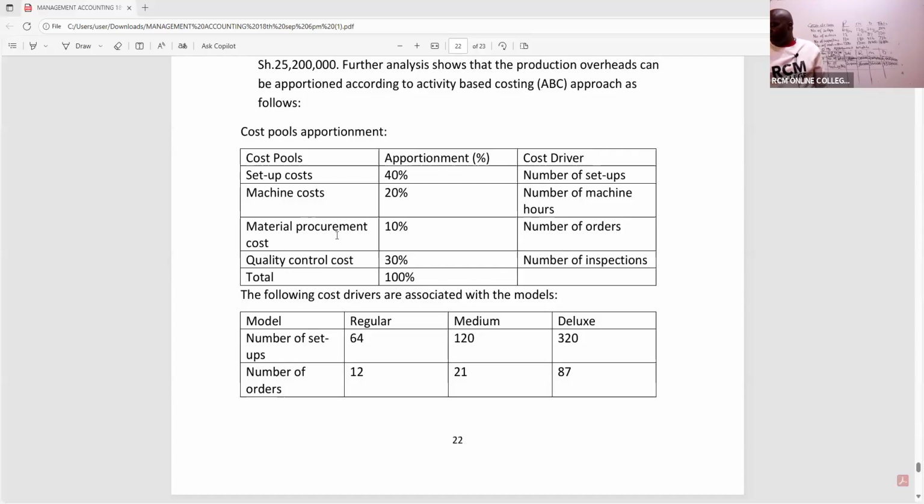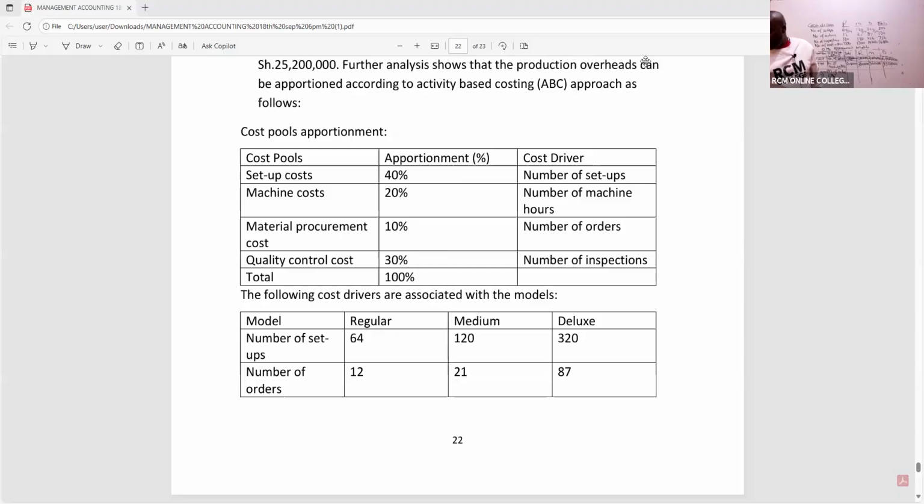I can see we have material procurement cost. So the material procurement cost, they want me to use number of what here? They want me to use number of orders. So for number of orders, what I need to do is to come and compute OAR.